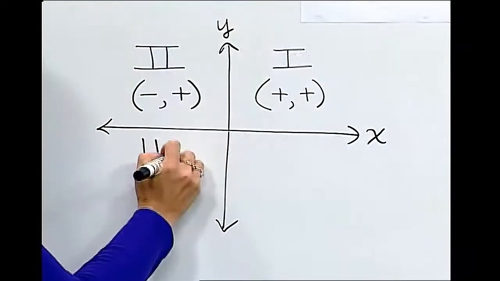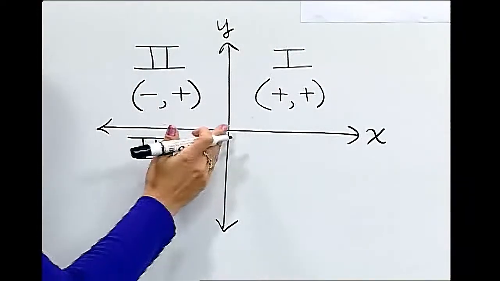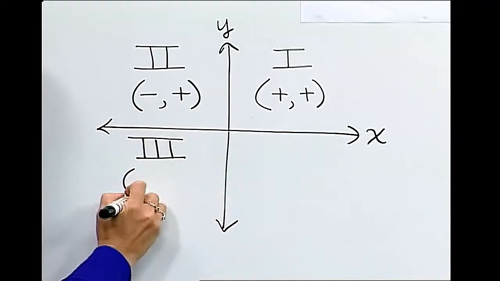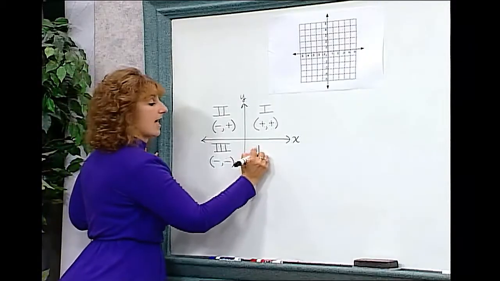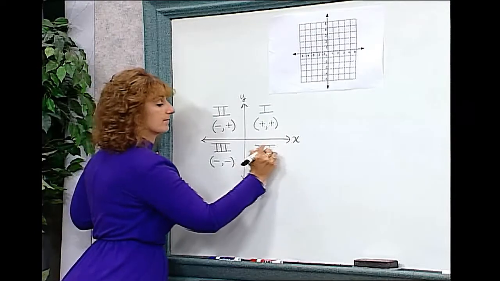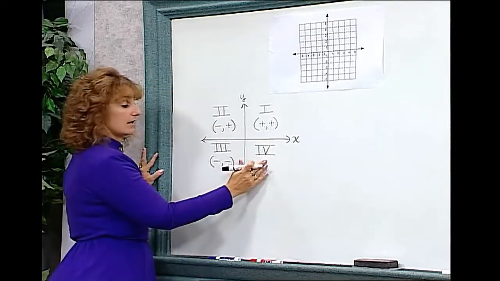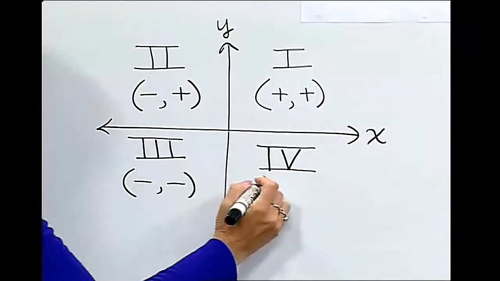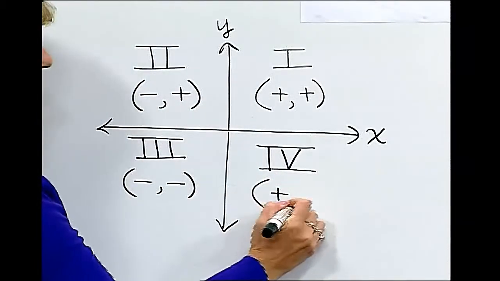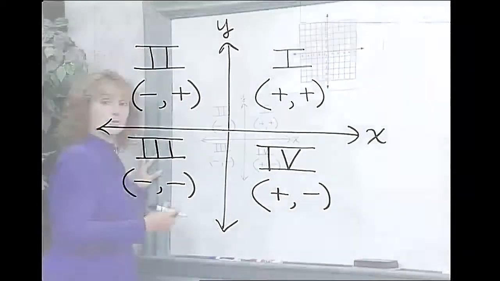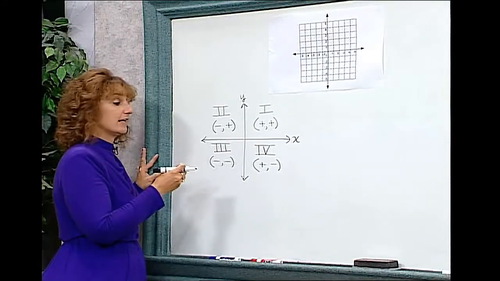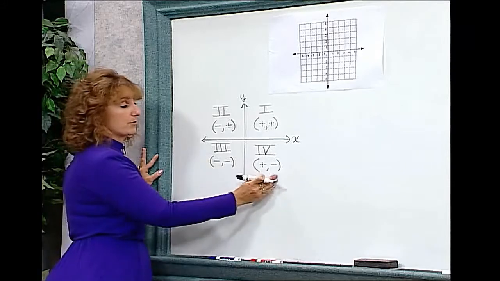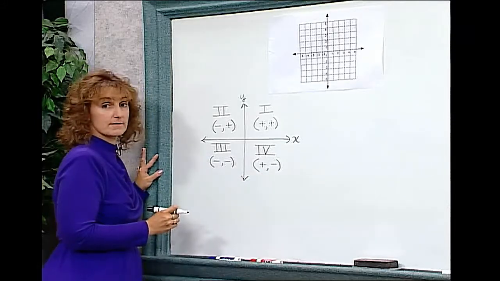Our third quadrant goes left and down. That's our negative, negative quadrant. And our fourth quadrant is right and down. That's our positive, negative quadrant. So when we plot a point, if we start off with a positive, negative number, we know that we should be in the fourth quadrant.